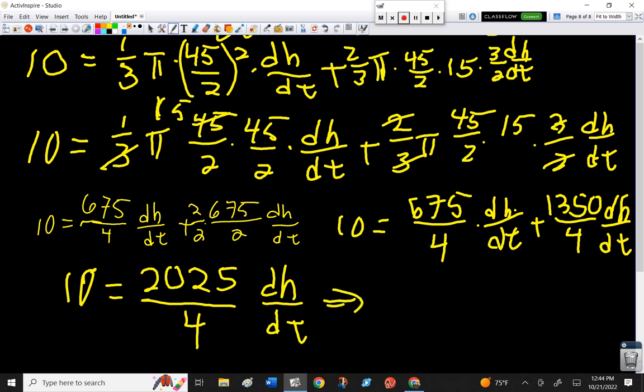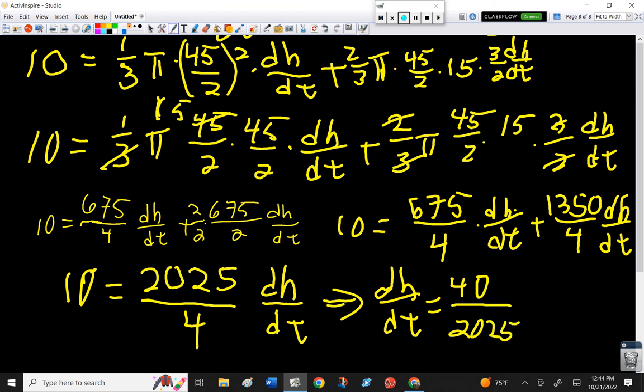Turns out, ladies and gentlemen, dH dt is going to equal 40 over 2025, and I'm missing a pi. Yeah, I'm missing a pi. Notice that I didn't bring down the pi's, so I'll bring down the pi's. So does that change our answer? Nope. It just puts pi in it, and everything with pi is even better. So pi is going to be in the denominator.